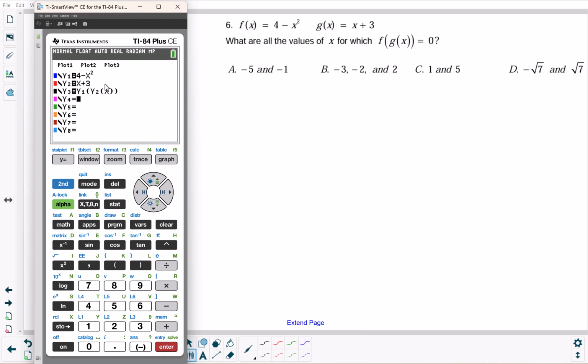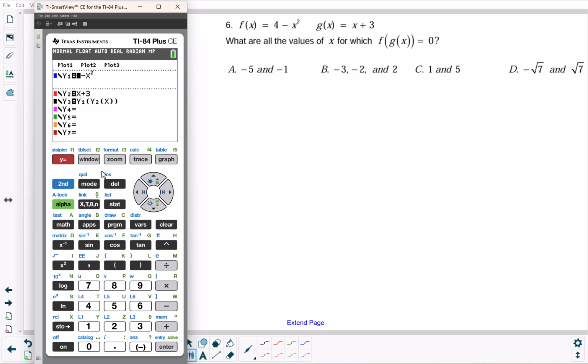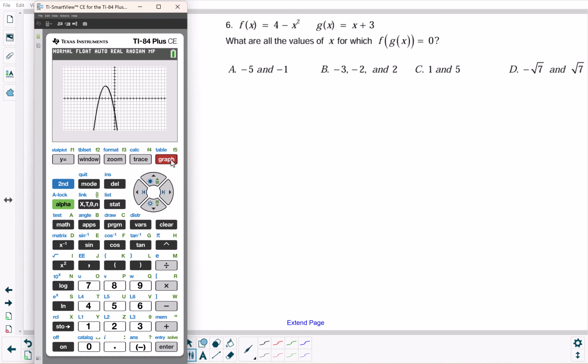And so when I press graph, it's going to graph all three functions. The one I want is in black. So let's go back and just turn off the first two by pressing enter on the equal sign on each y1 and y2, so that only y3 will be graphed in black. Again, press pause anytime. So we want to know when this is equal to 0.